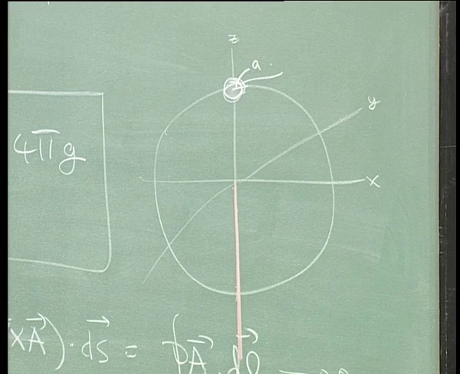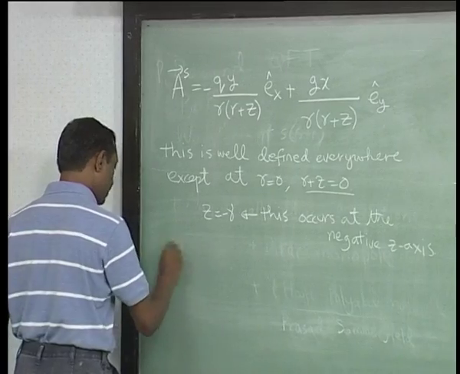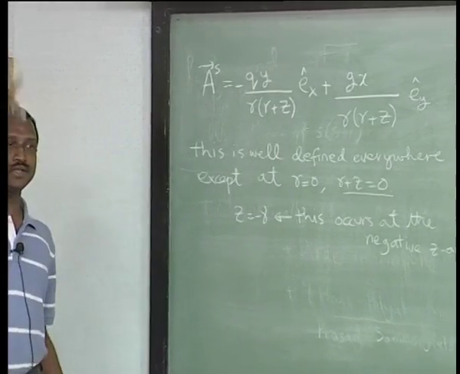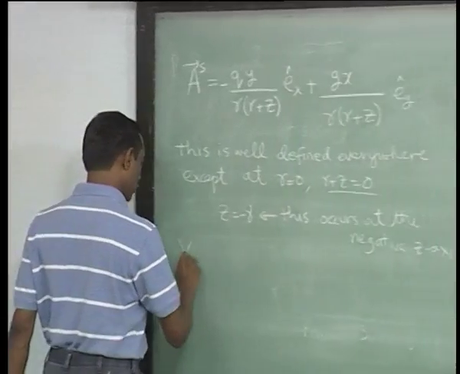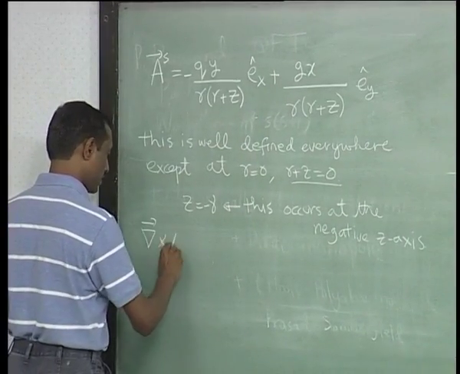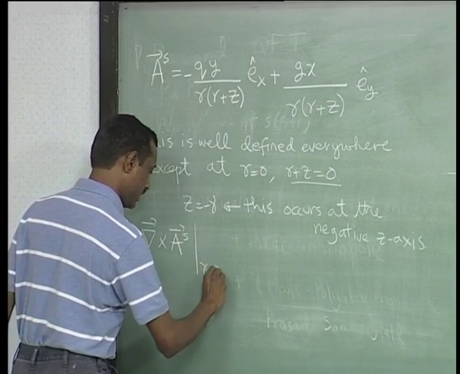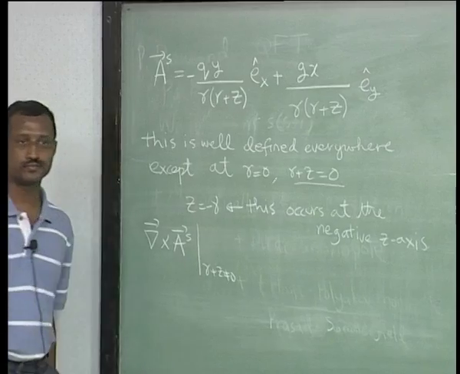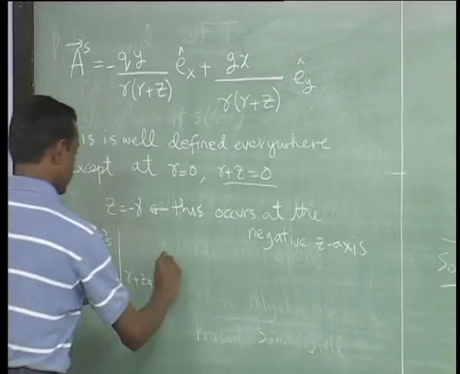And then you can check. So, now if we agree to delete that z axis, we can just blindly go ahead and work out what is del cross A south, for r plus z not equal to 0. At all points where r plus z is not equal to 0, you can check that this is equal to B.